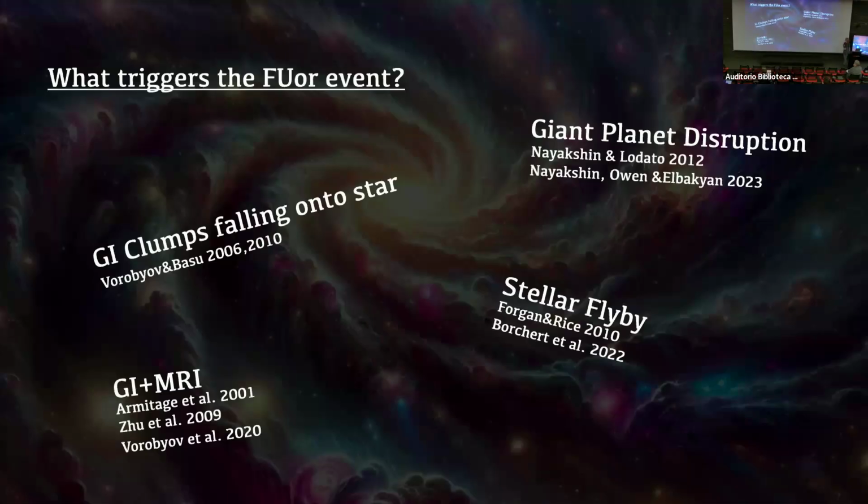Okay, so yesterday we talked a lot about what triggers the FUor event, and I put down here a few of references and scenarios that we mentioned. We talked about GI clumps falling onto the star, giant planet disruption talked about by Sergei, stellar flyby. We're going to hear more about this by Nico probably. And also the classical scenario by Phil Armitage of gravitational instability and MRI in the inner system.